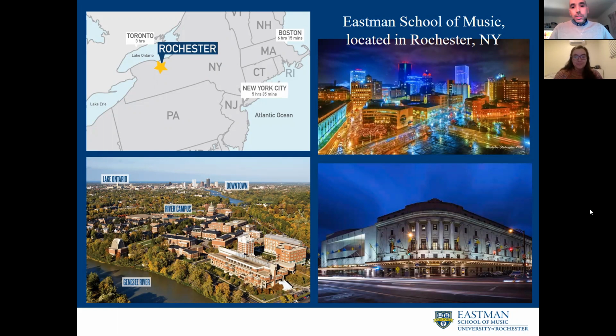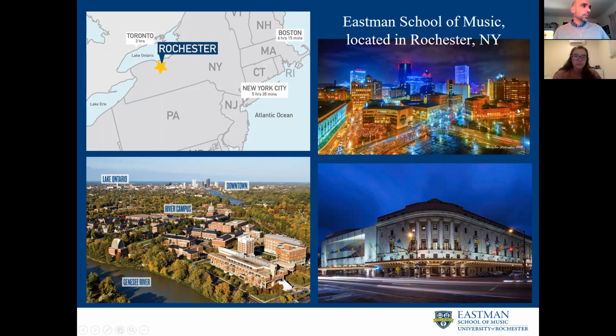Underneath the map, you see an aerial image of Rochester over the river campus of the University of Rochester, so called for the Genesee River that runs through campus and up to Ontario. And yes, it's important to note that the Genesee flows northward, counterintuitively, I suppose. What you see in the image is the downtown area there with the tall buildings. That is actually where the Eastman School of Music is located.